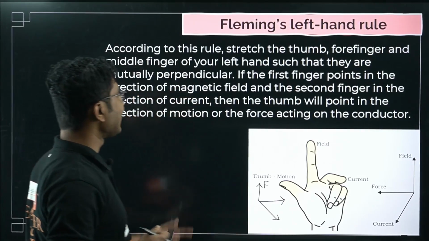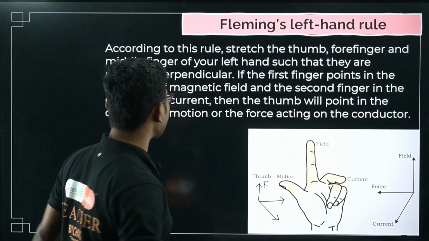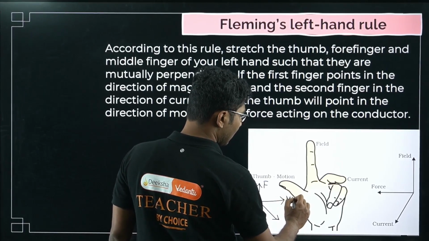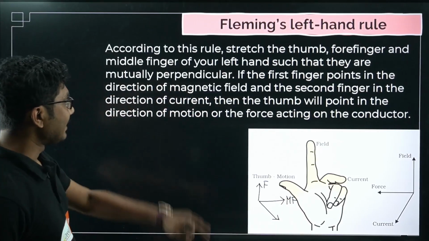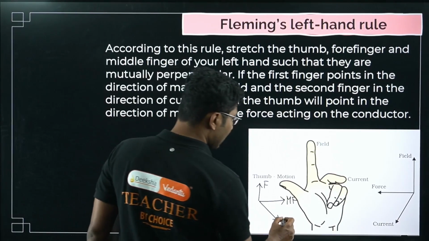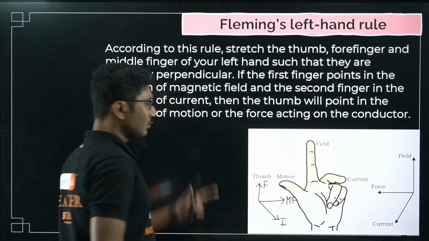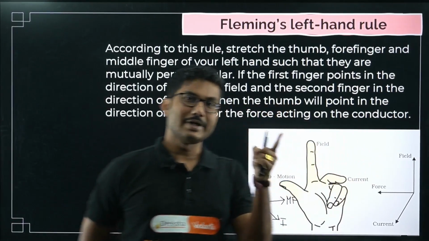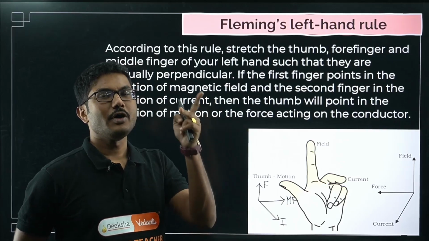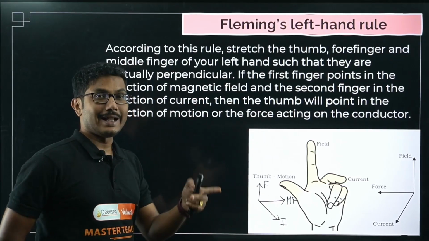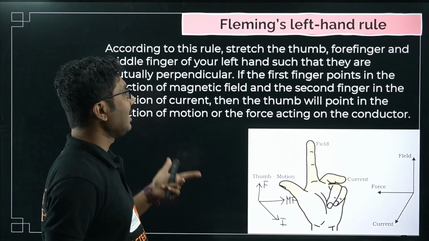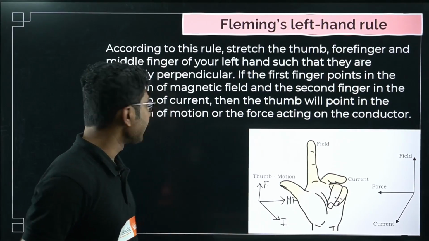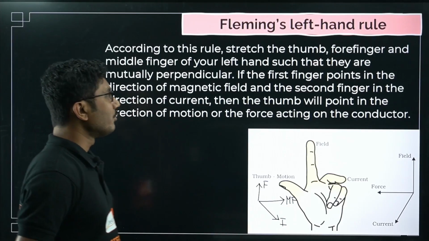Now what is that? If the first finger points in the direction of magnetic field, so the first finger is magnetic field, and the second finger in the direction of current, so this is your direction of current. First finger points in the direction of magnetic field, second finger points in the direction of current, then your thumb will give the force acting on the conductor. So the thumb will point in the direction of motion, the force acting on the conductor.